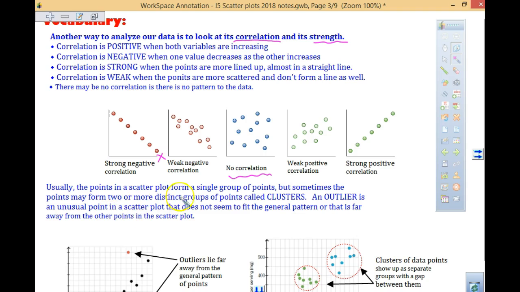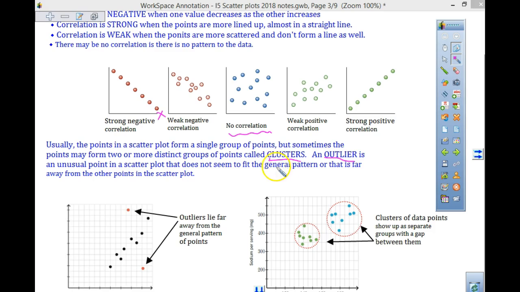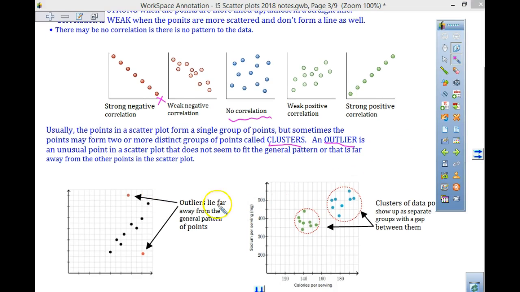It says usually the points in a scatter plot form a single group of points, but sometimes points form 2 or more distinct groups called a cluster. An outlier is an unusual point in that scatter plot that does not seem to fit the general pattern. It may be far away from where our other points are. So in the picture down below, for our outliers, we have 2 points that are kind of away from all the other ones.